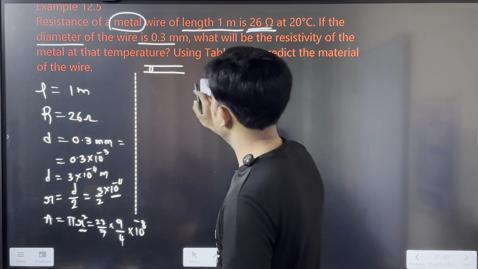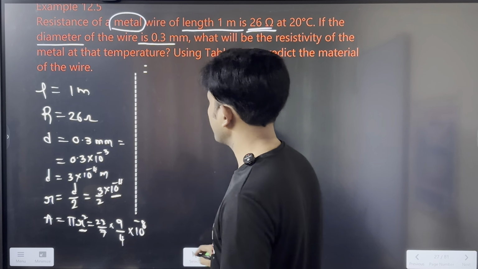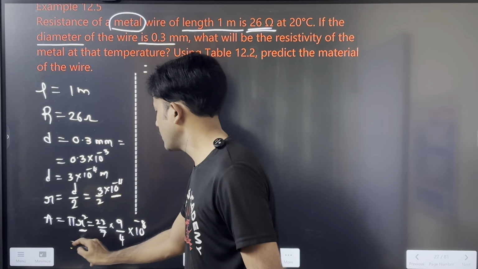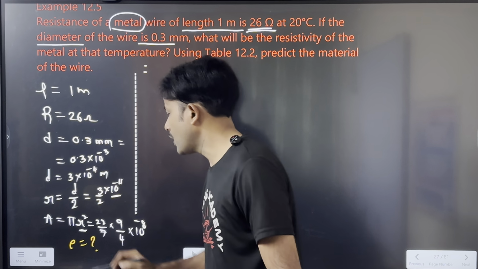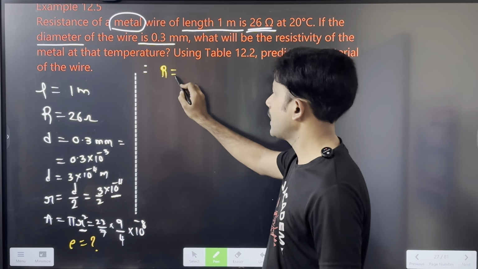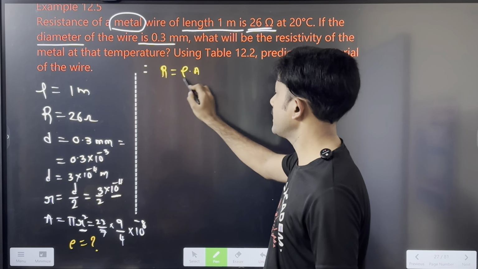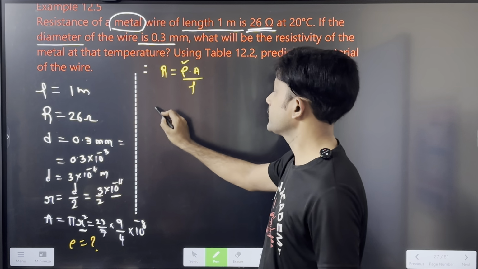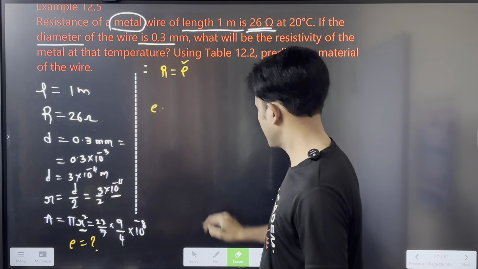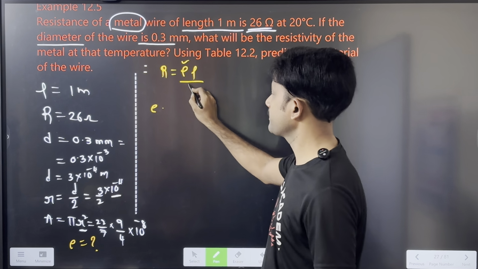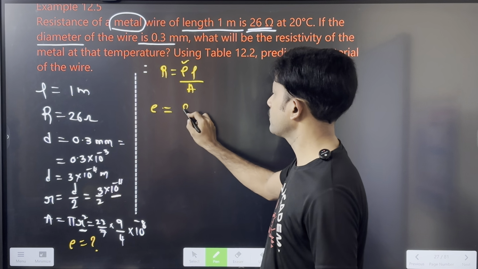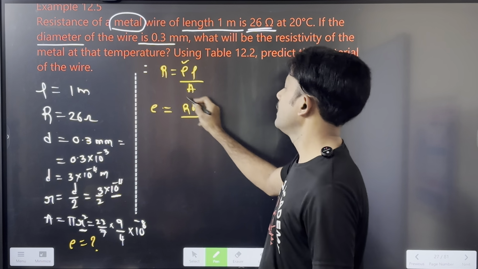Now what you have to find out here? You have to find out the resistivity value. Do you know the formula of the resistivity? Then how do you find this resistivity? We have the formula R equal to rho into L by A. R is directly proportional to length, inversely proportional to area, right? Then from this you have to find the rho value. Rho equal to R A by L.